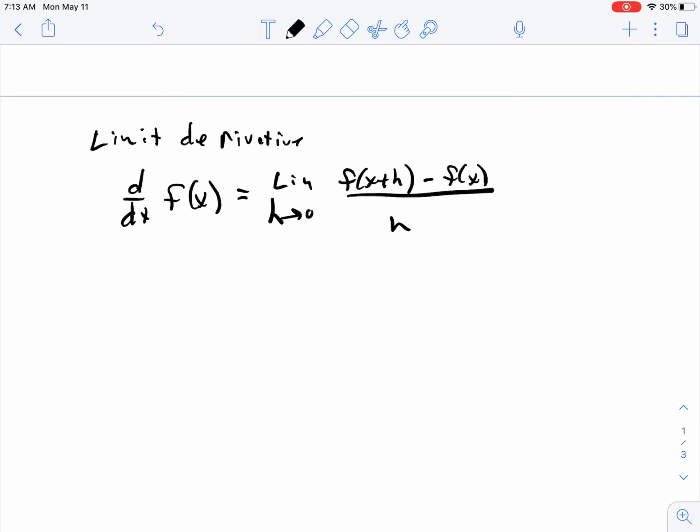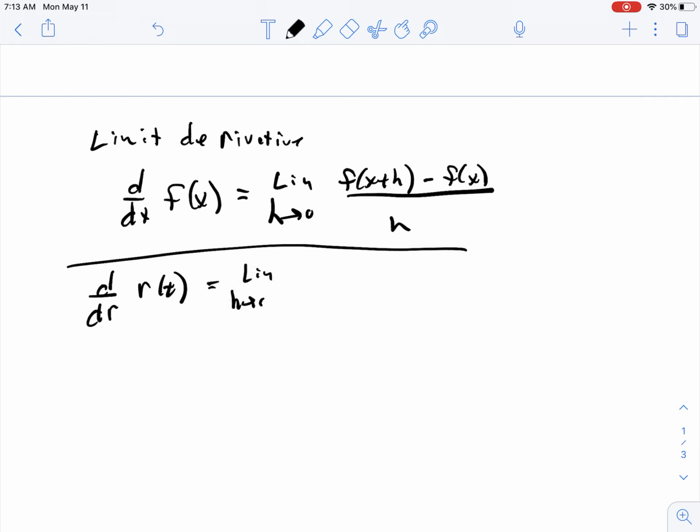So if I do a vector-valued function, does it change anything in terms of what I'm doing? So if I say, okay, other than my notation, it'd be d dr of r of t, and basically you're going to be doing each limit by itself. So this would be the limit as h goes to 0, but it'd be r of t plus h minus r of t over h. And basically you do the derivative of each component as itself.